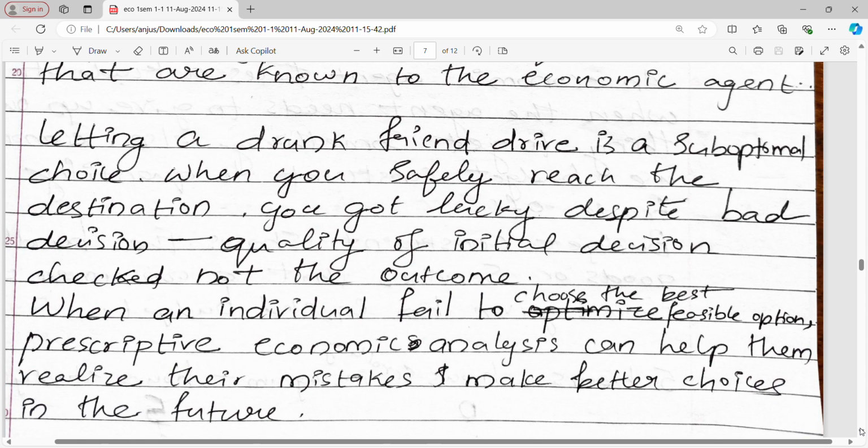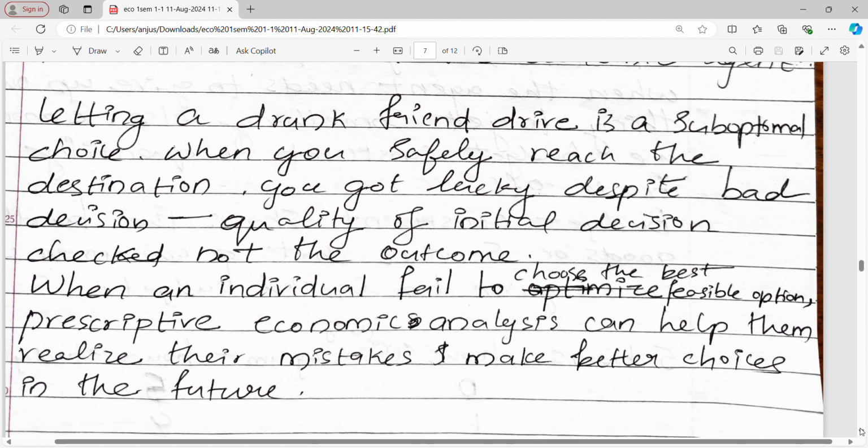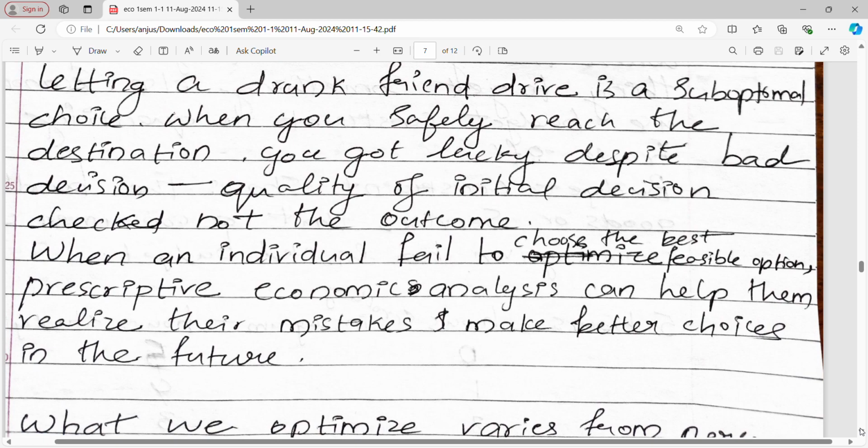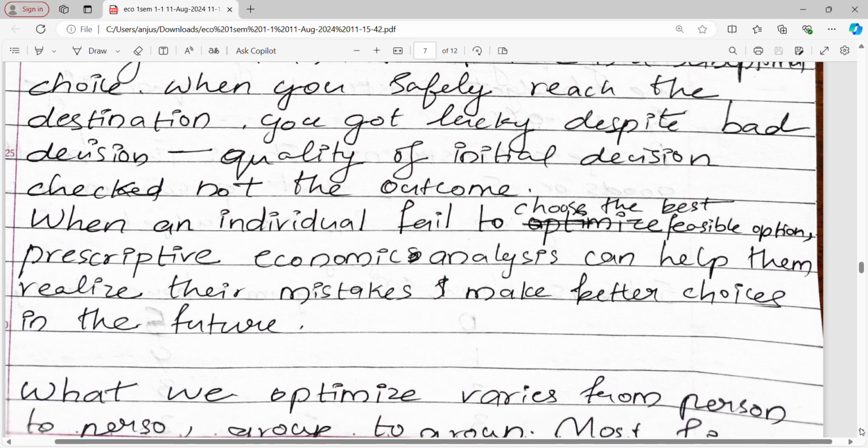Okay. When an individual fails to choose the best feasible option, prescriptive economic analysis can help them realize their mistakes and make better choices in the future. Like an advisor, a stock market advisor can give you the best advice on where you should invest your savings, because they have more knowledge than you about the stock market.